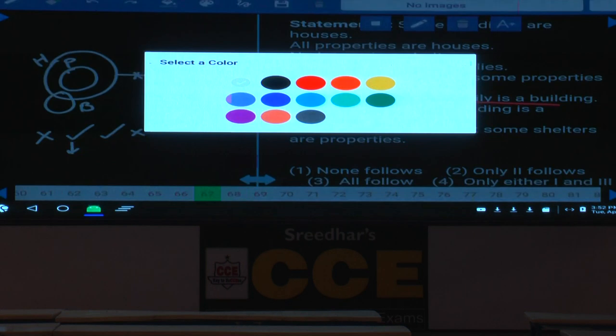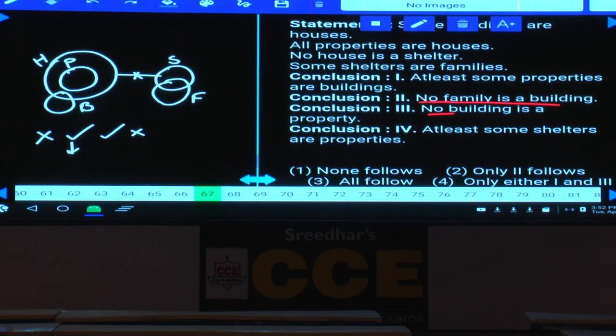Now tell me whether we can represent some families or buildings or not. Family and building can be intersected like this, or not building. Now we can draw building like this, isn't it? Building and house should be intersected, and this family and this flat can be intersected. Families can be intersected, isn't it? Hence alternate diagram proven. As alternate diagram is proven, then no family is a building will be false, because alternate diagram proven, previous conclusion will be false.